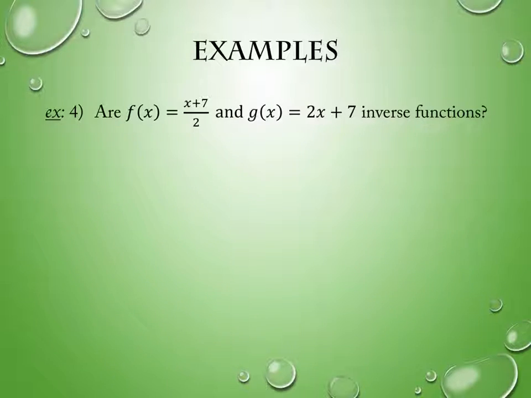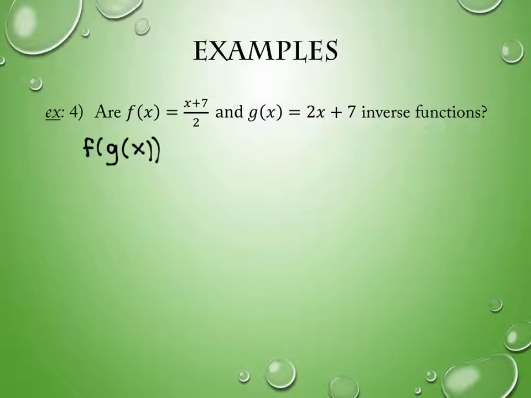Sometimes it's easy to tell when functions are inverses of each other, and sometimes it's not as easy. But we can always test whether they work by finding these compositions. So we're going to find f of g of x, and if it works, then we'll find g of f of x. If it fails already, there's no reason to keep going. We know the answer will be no.